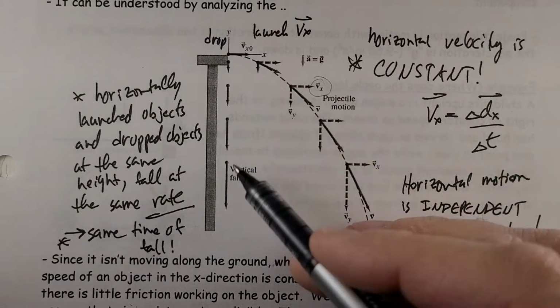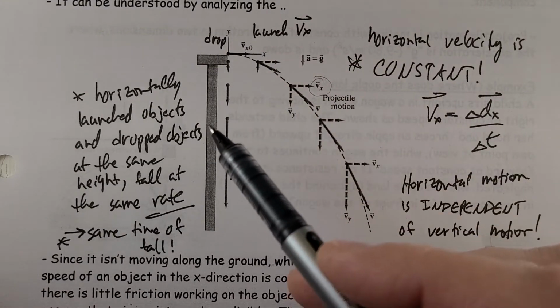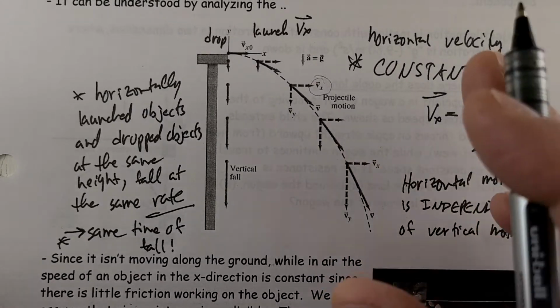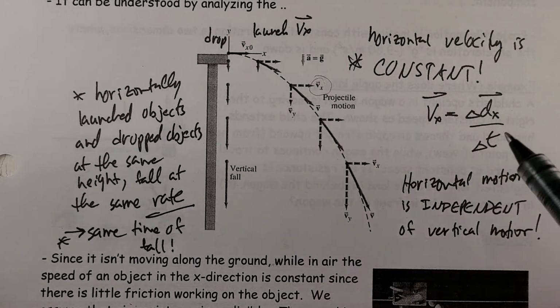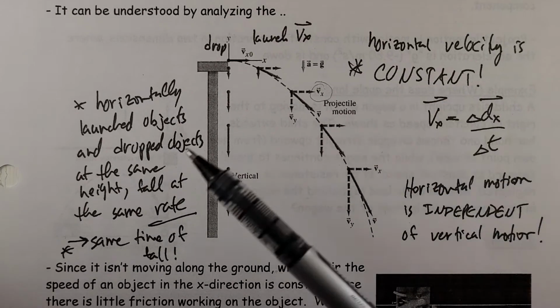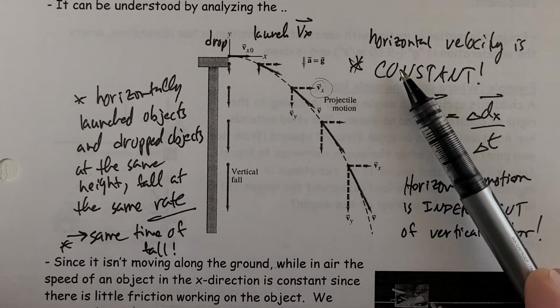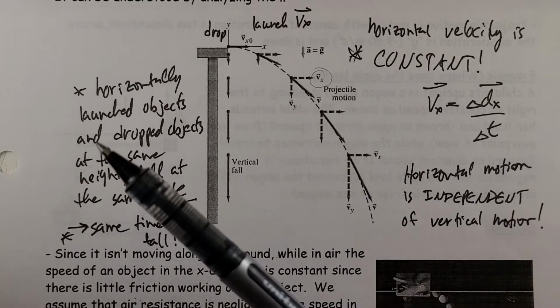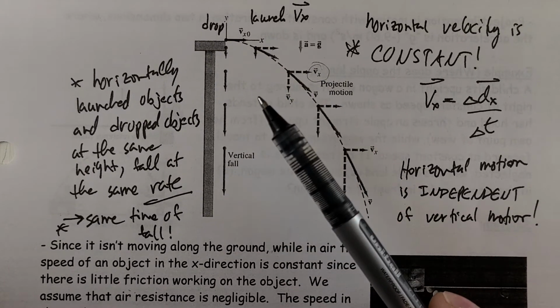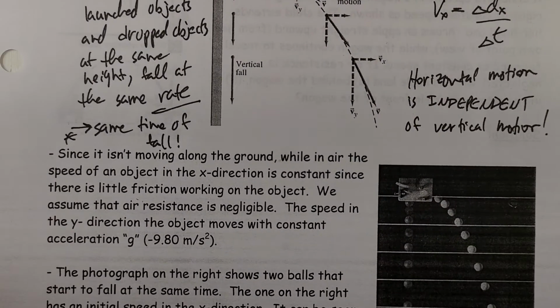And of course, it's a lot easier to analyze this. We've already done this back in FM1.5. Analyze the time of fall of a dropped object. So we can do that with this scenario here as well. Okay, so those are key things to note here. So horizontal velocity is constant throughout the whole path. And dropping an object or launching it horizontally, they fall at the same rate. They have the same time of fall.